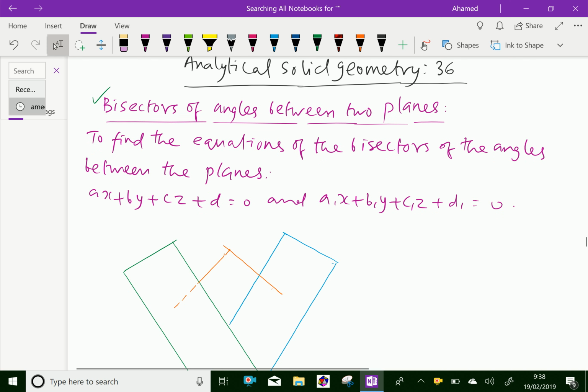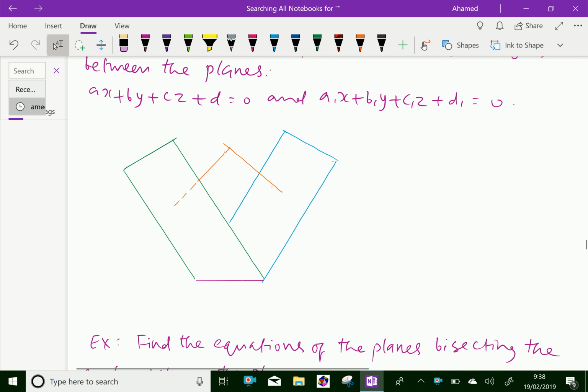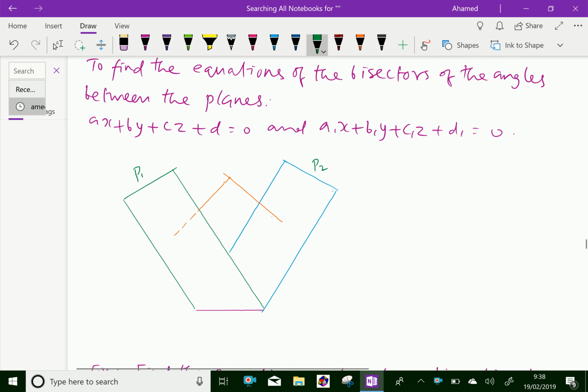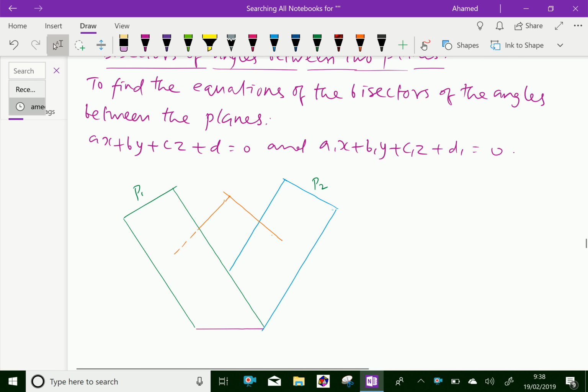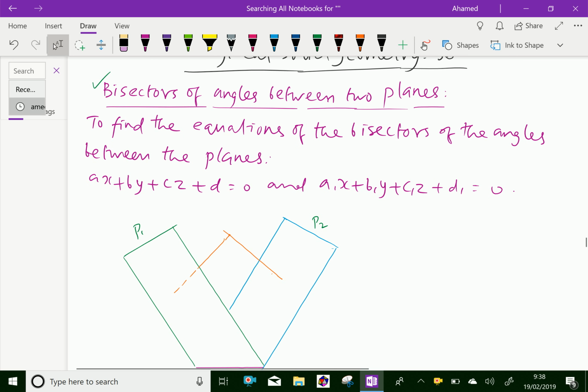In analytical solid geometry, let us discuss bisectors of angles between two planes. To find the equations of the bisectors of angles between the planes ax plus by plus cz plus d equals 0 and a1x plus b1y plus c1z plus d1 equal to 0, look at this figure. Here are the two planes, plane 1 and plane 2. So you have to find the bisectors of the angles between the planes.